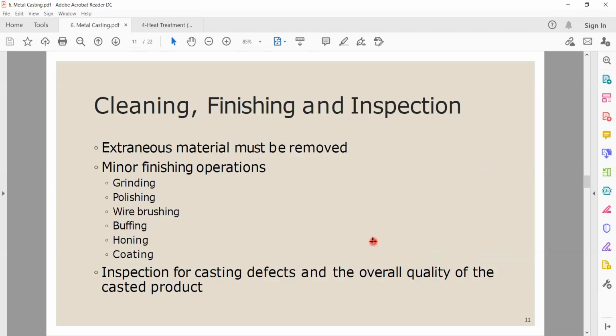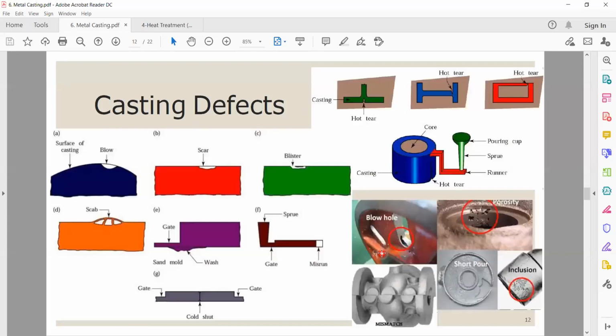Then the final touch up. You can do your final touch up using grinding, polishing, or brushing. Likewise, using this finishing operation, you can do the final touch up. That means you are cleaning your casted part, and once you finish, you have to inspect that product to check whether the quality is okay or not, right? So these are the main steps you have to consider when you are doing the casting process.